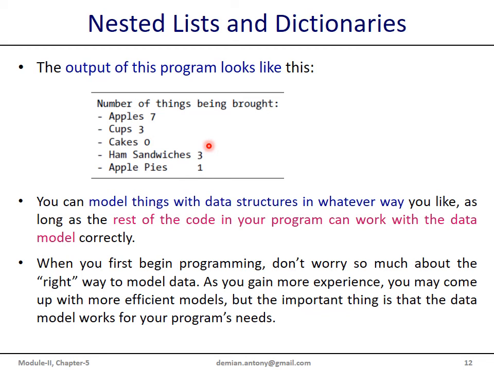Thus we can model real world things with a data structure in whatever way you like, as long as the rest of the code in your program can work on the data model correctly. The same thing can even be implemented with a list or other data structures, but see to it that the rest of the code of your program will work on the data model without any bugs or without giving a fault in the solution.